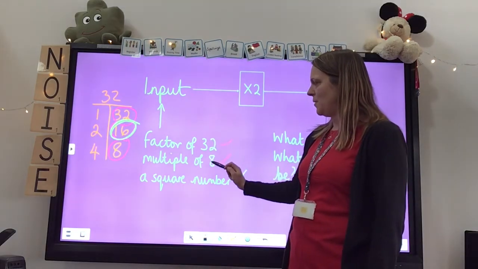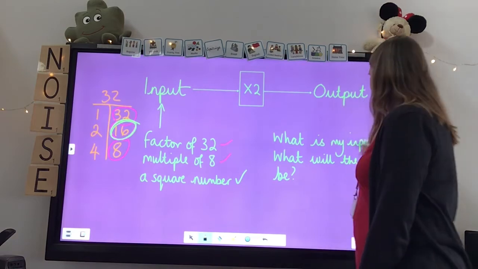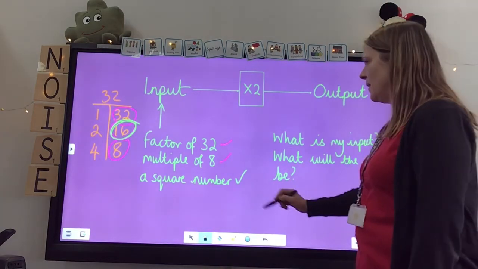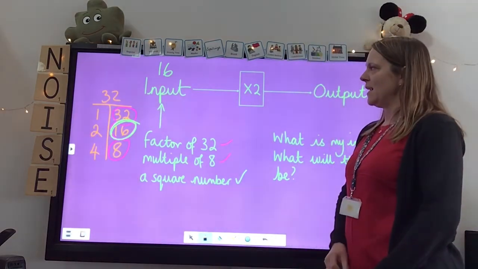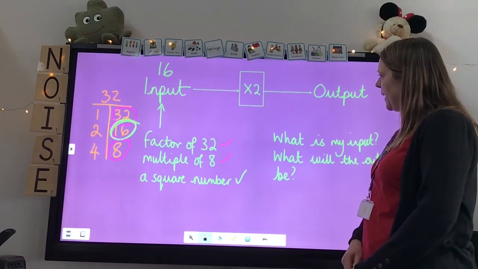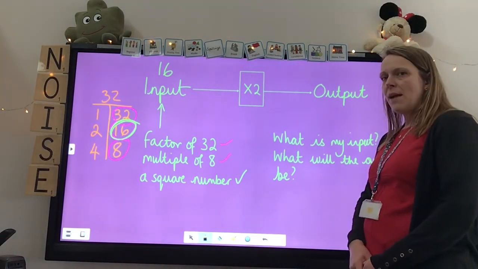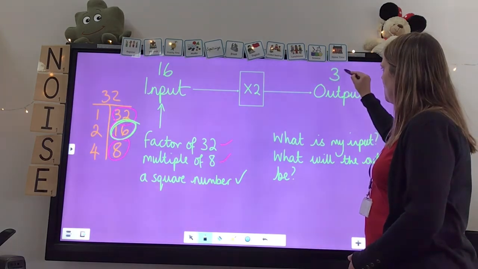So it satisfies all of these things. It's a factor of 32. It's a multiple of 8 and it is a square number. So my input must be 16. So if my input is 16 and I've times it by 2, what is my output going to be? Have a think. That's right, it's going to be 32.